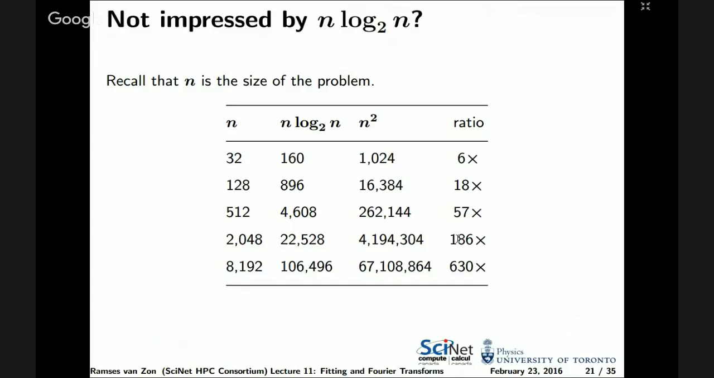So if that doesn't impress you too much, here are some simple numbers. Fairly modest sample sizes. A sample of 8,000 points is nothing, right? That's a blip in your song. So here's the ratio of n squared over n log n. Even for 32 samples, this fast Fourier transform is 6 times faster. With something like 8,000 points, you're 600 times faster. This matters, right? This makes it possible to do the things that are easy in Fourier space, because you don't have to wait 600 times longer to just get there and then do that simple operation and wait another 600 times longer to get back. You wouldn't do that. This makes this possible.